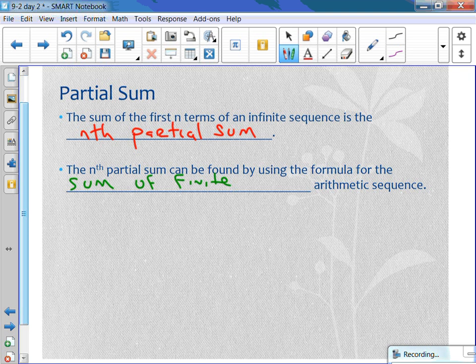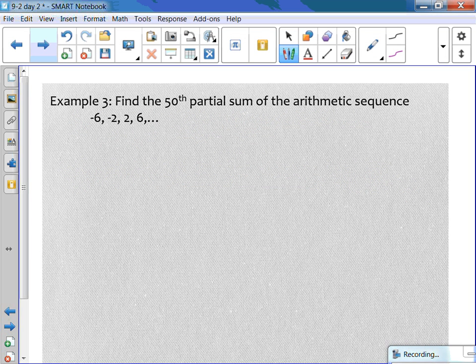So here we want to find the 50th partial sum of the arithmetic sequence.